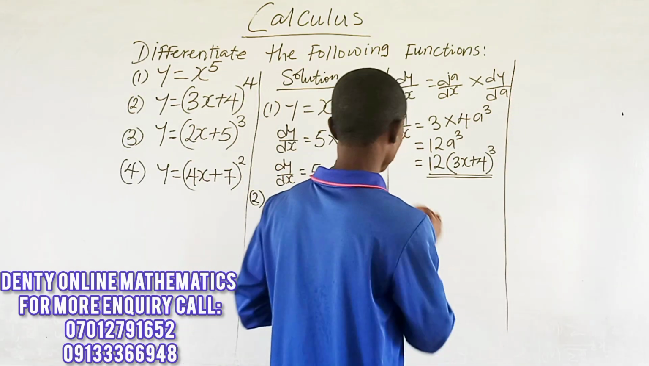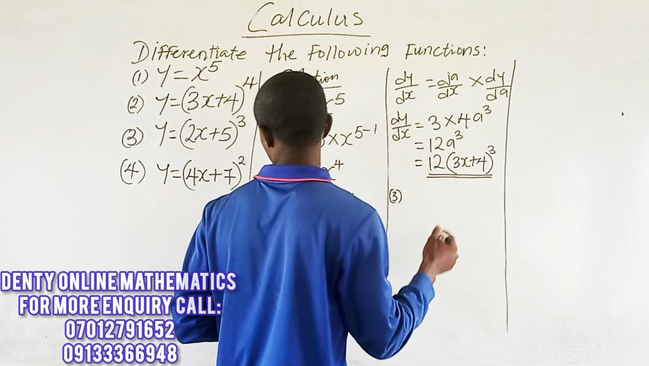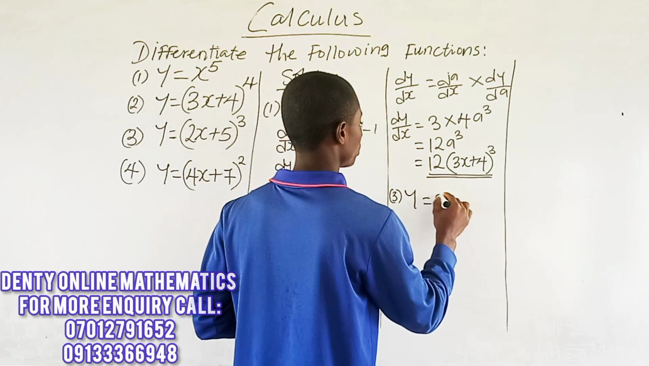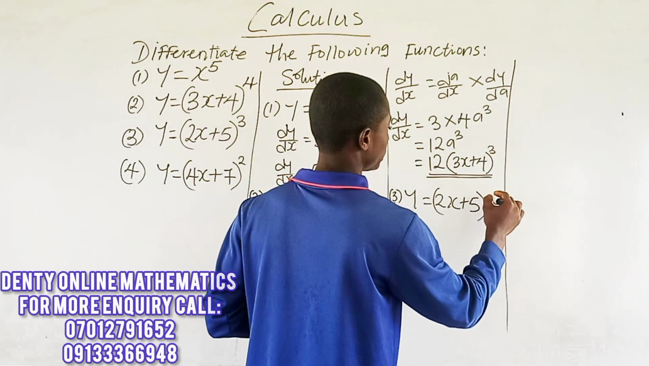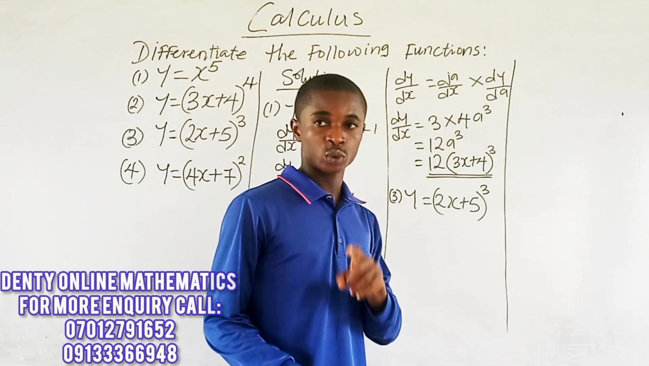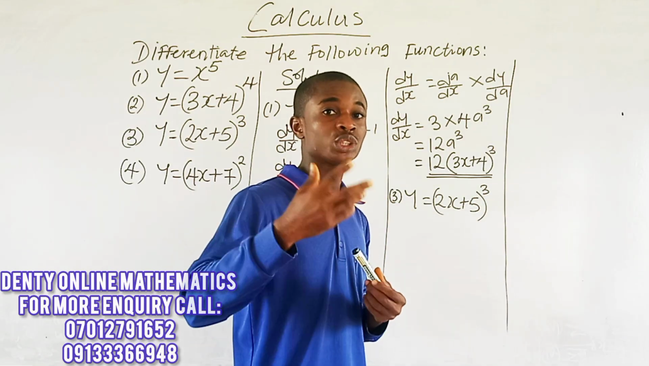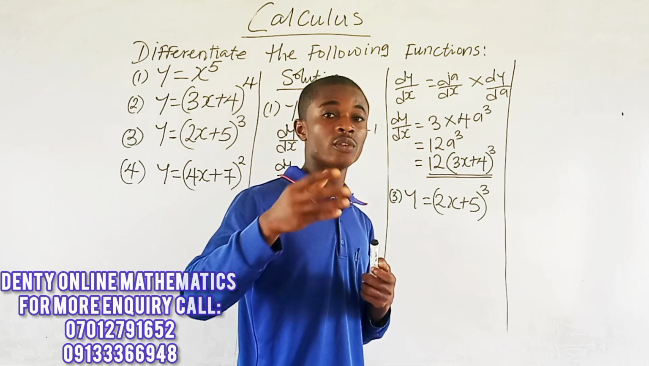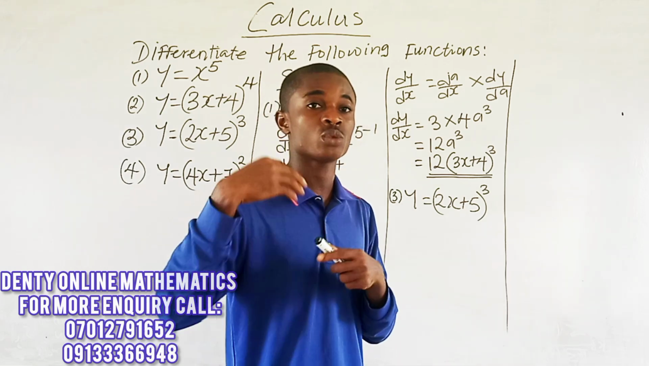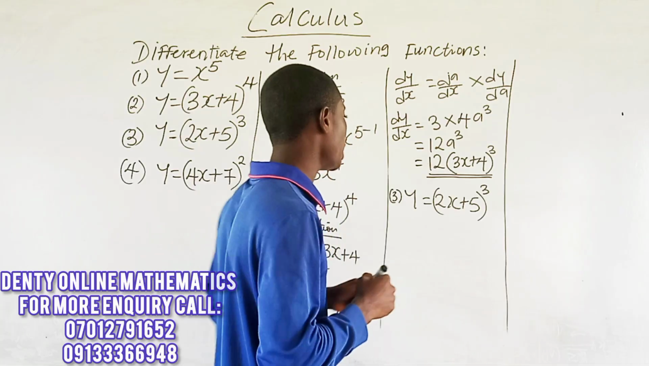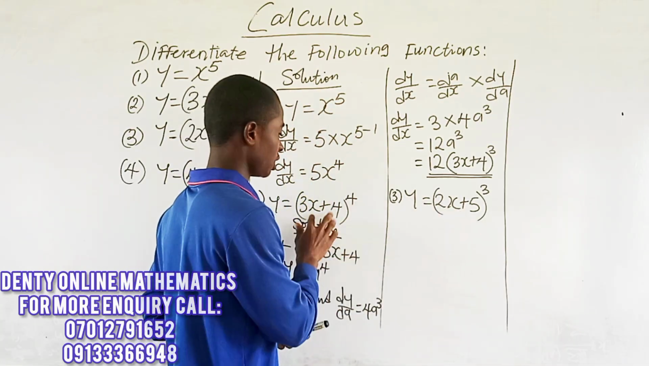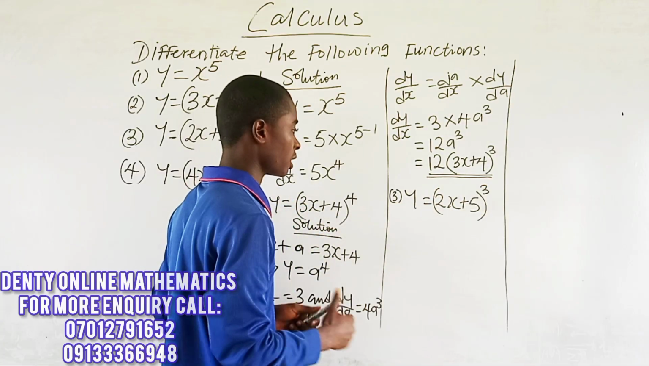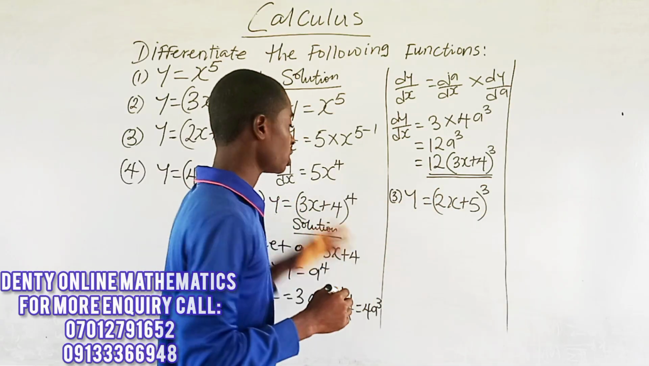Now let's proceed to the third one. The third one we have y equals 2x plus 5 all power 3. Now the same approach I told you earlier, that the function you see determines how you're going to differentiate or how you're going to solve it. So you see that this function is almost the same thing as this. It's just the numbers that change. So it's the same procedure.